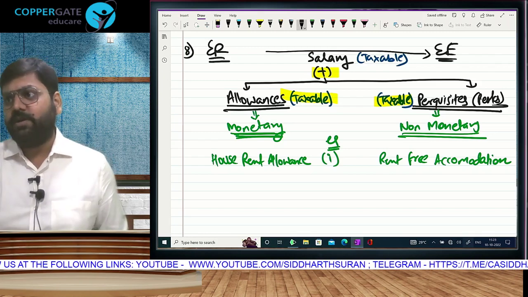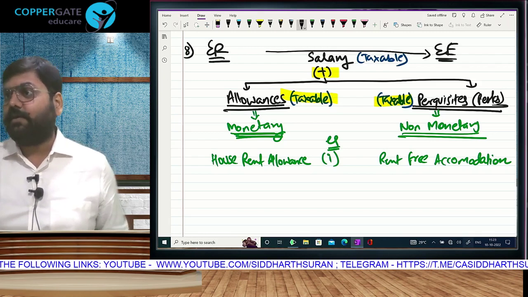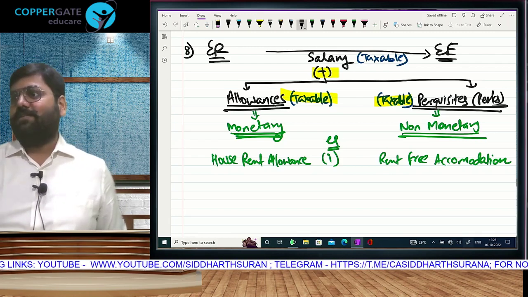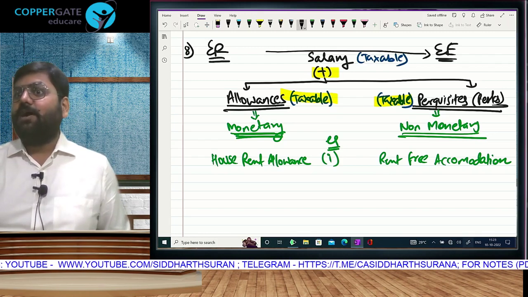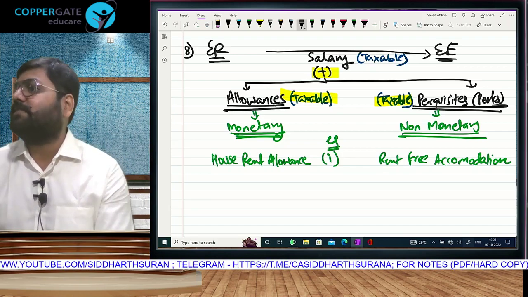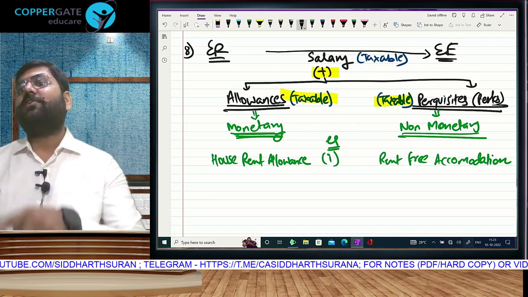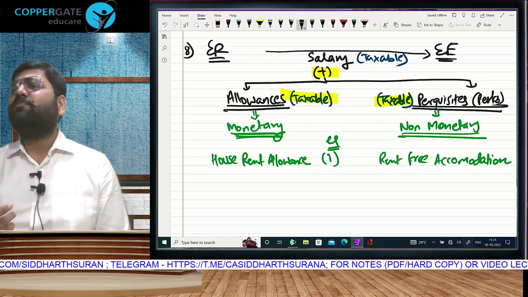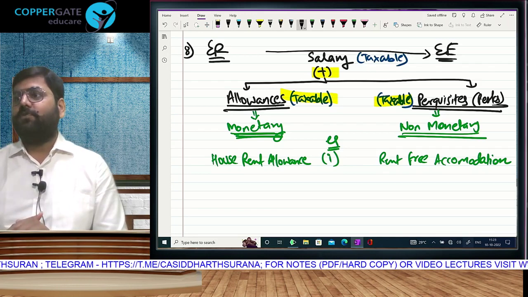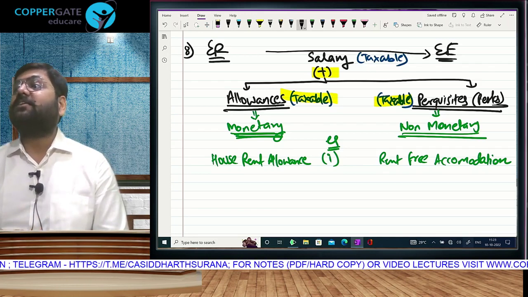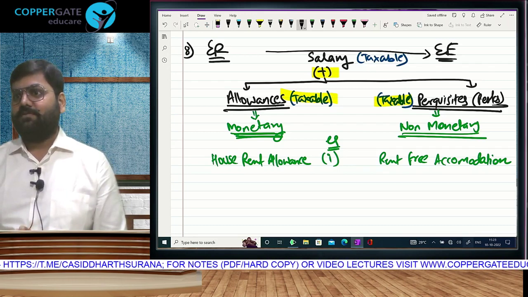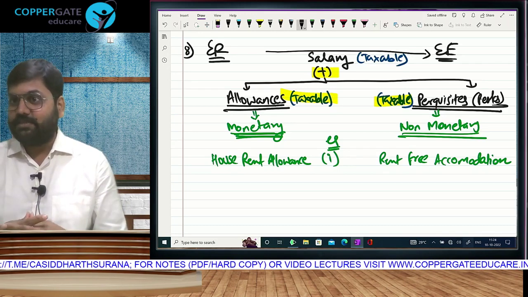For example, it is not necessary, it can be 40, it can be anything. Say how much? 50. That means you have saved 50,000. The amount that you save because of the facility given by the boss is your taxable perquisite. There is a statement in accounts: prevention of outflow is inflow. Expenditure saved is profit earned. It makes sense to you.